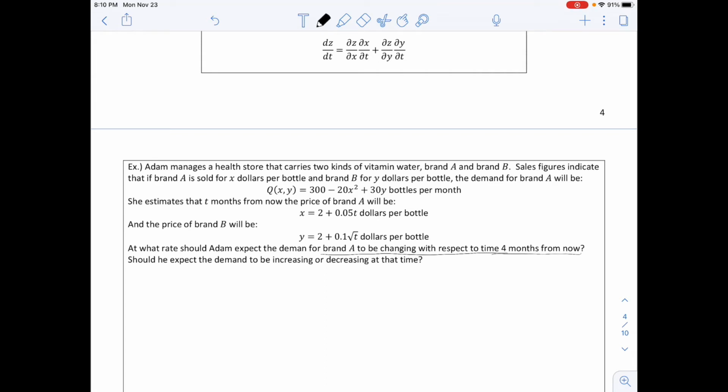So I need to find our derivative of our function Q with respect to time. And this is going to be when our time is equal to, it says, 4 months from now. So we'll say for 4 months.